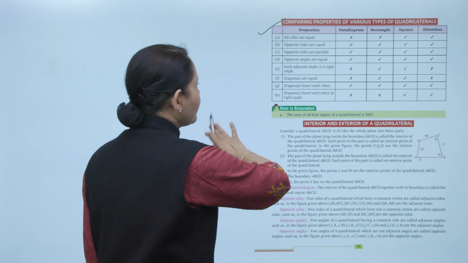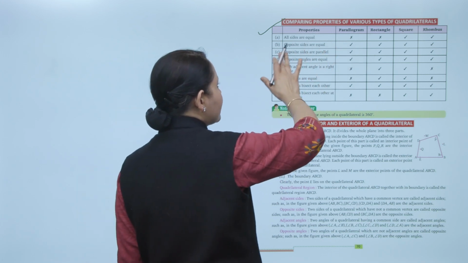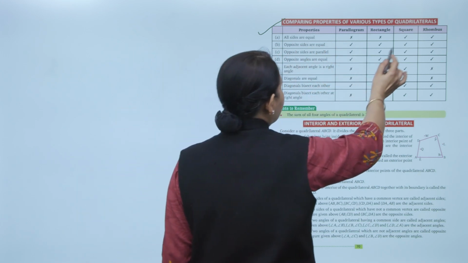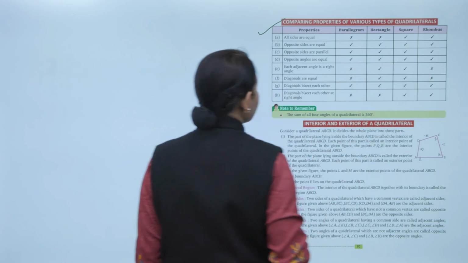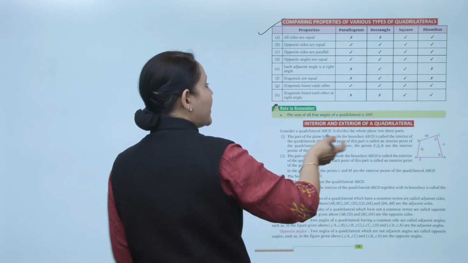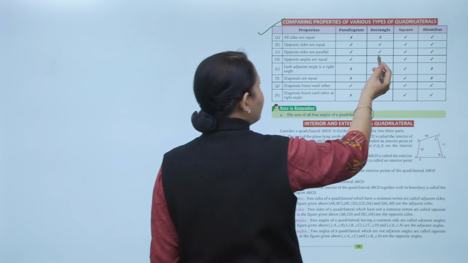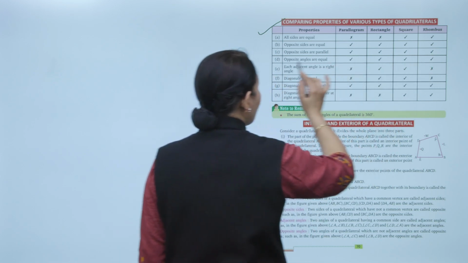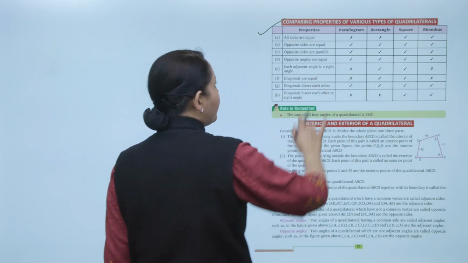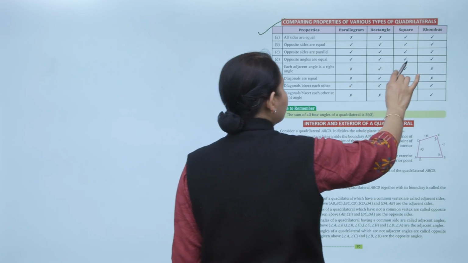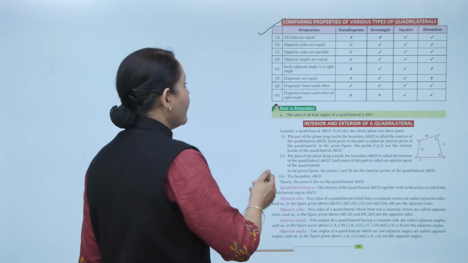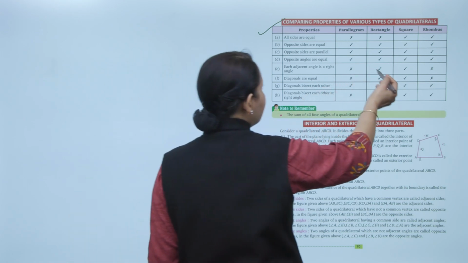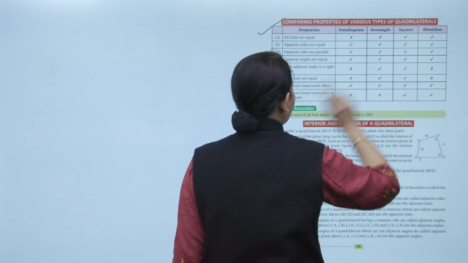In which will all sides be equal? Square and rhombus. Opposite sides equal will be in rectangle, parallelogram, square and rhombus. In which will opposite sides be parallel? Parallelogram, rectangle, square and rhombus. Opposite angles are equal in parallelogram, rectangle, square and rhombus. Each adjacent angle is a right angle in rectangle and square.